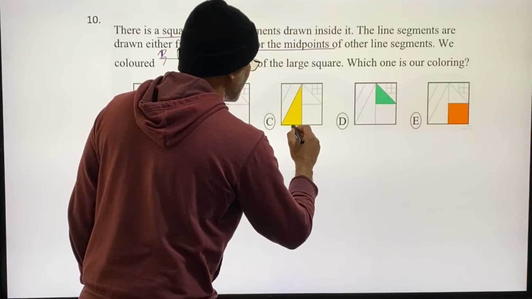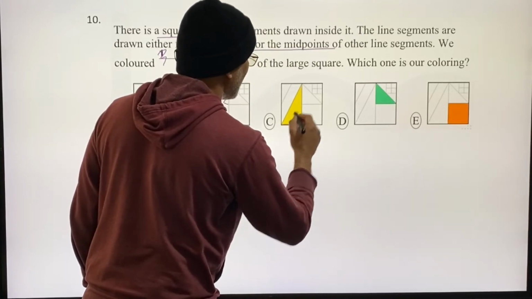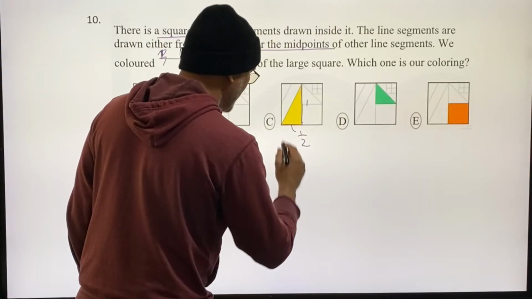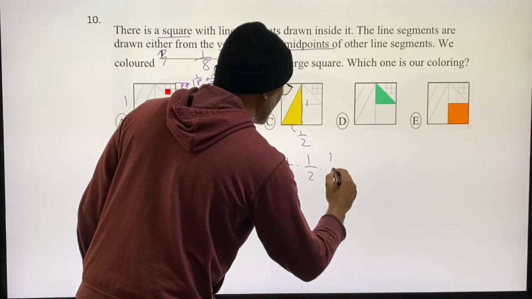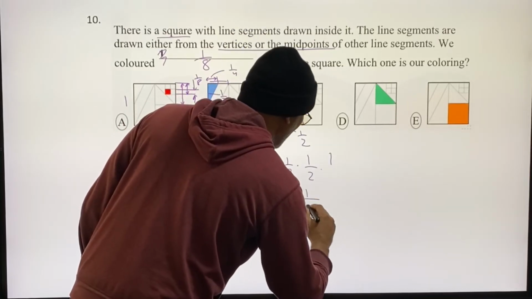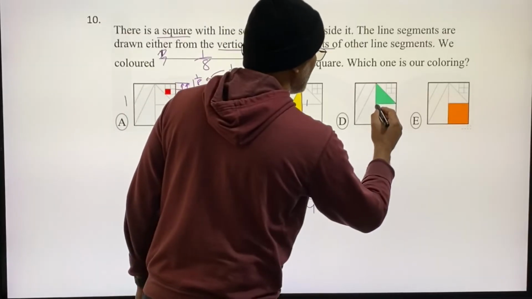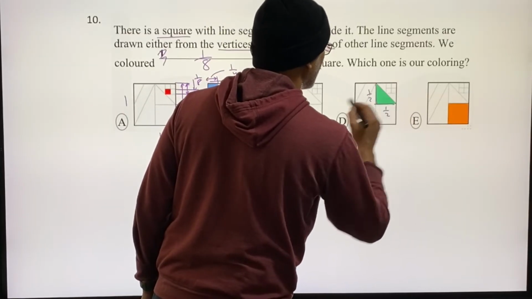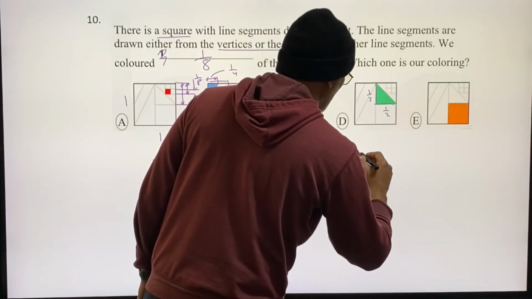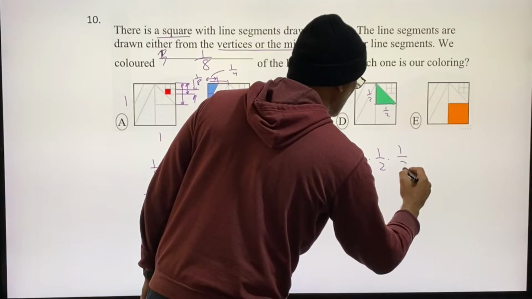Let's do it for this. Here the base is half, height is 1. So area of the triangle is half times base, which is half, times height, which is 1. So this is going to be 1/4, right? All right, in this case, the base is half, height is also half, right? So area is going to be half times base, which is half, times height, which is also half.